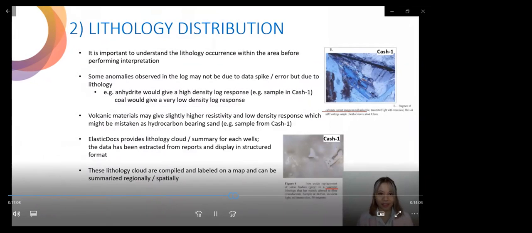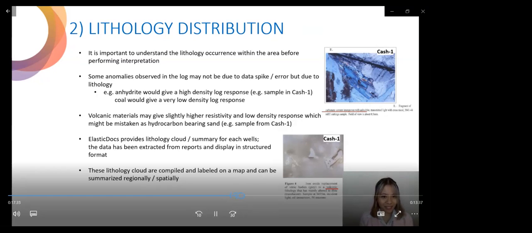For example, in Cache 1 well, anhydrite, coal, and even volcanic materials are observed, and each lithology actually gives different responses, like a sudden high density log response or a very low density log response, and also sometimes slightly higher resistivity with low density response, which might be mistaken as hydrocarbon bearing sand.